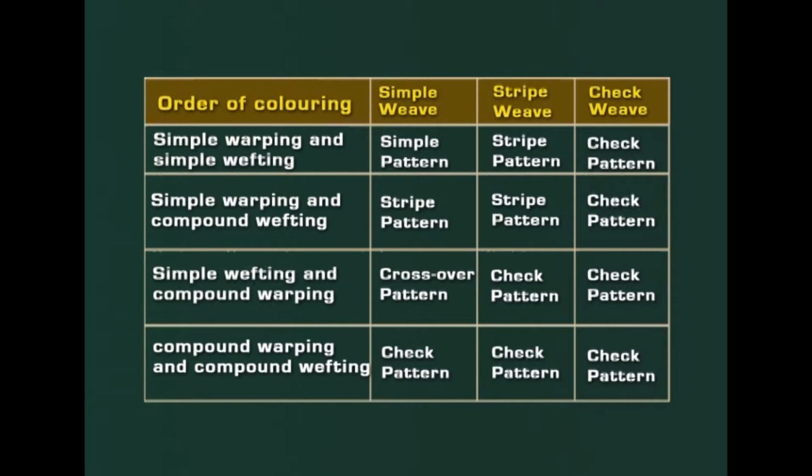And coming to the third one, that is simple wefting and compound warping, we find that it will have a crossover pattern in the case of a simple weave, it will produce a checked pattern in a striped weave, and it also produces a checked pattern in a checked weave. And coming to the last one, compound warping and compound wefting, in all the weaves, whether it is a simple one, a striped weave, or a checked weave, it produces only checkered patterns.